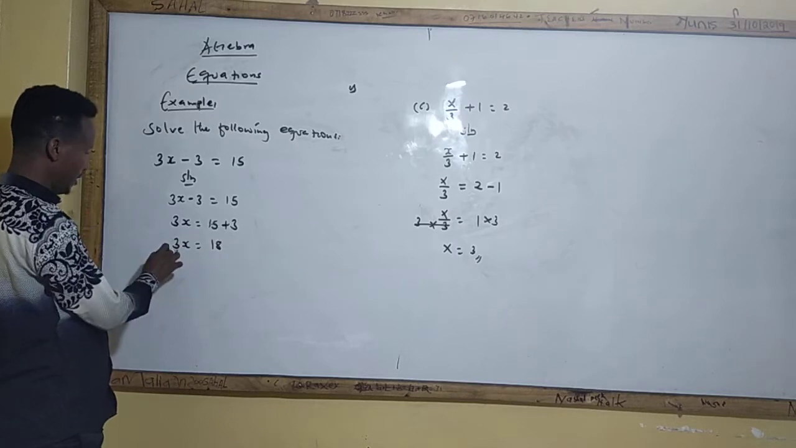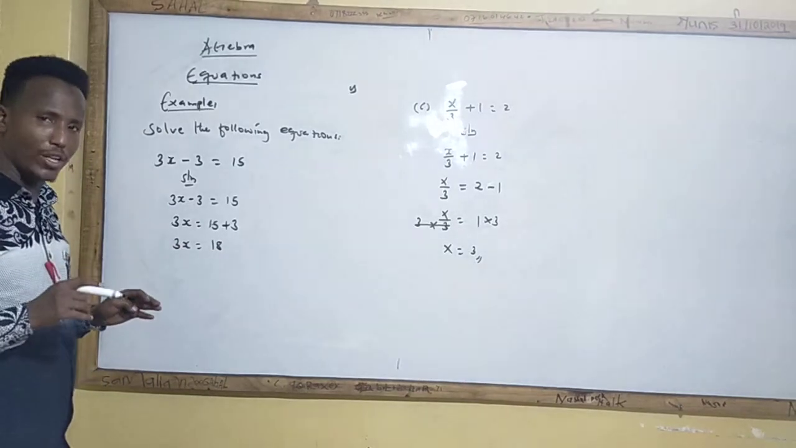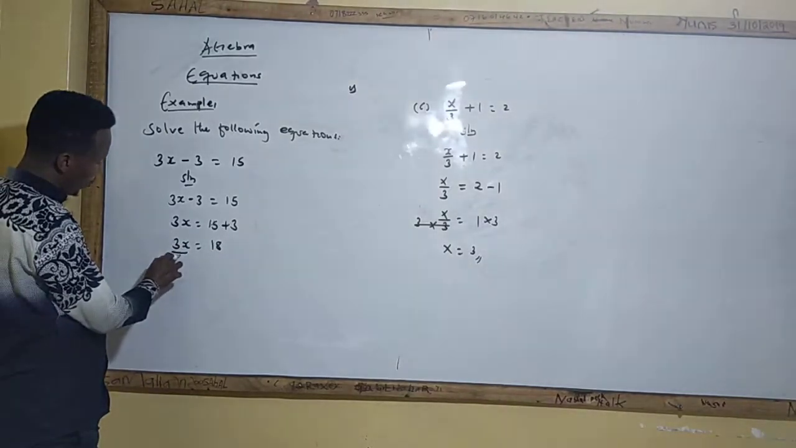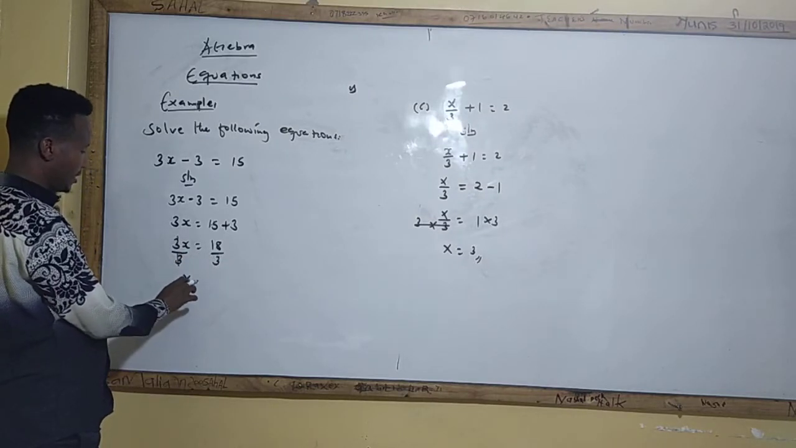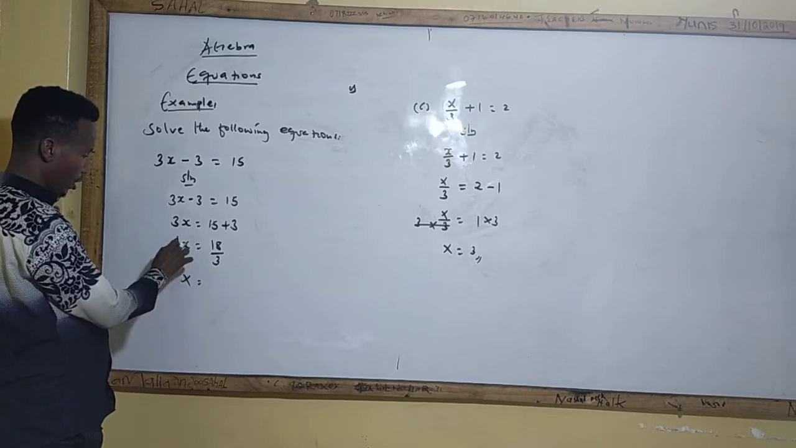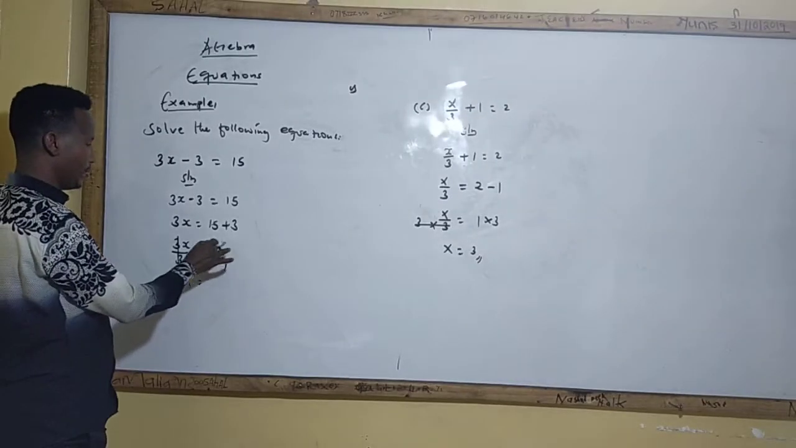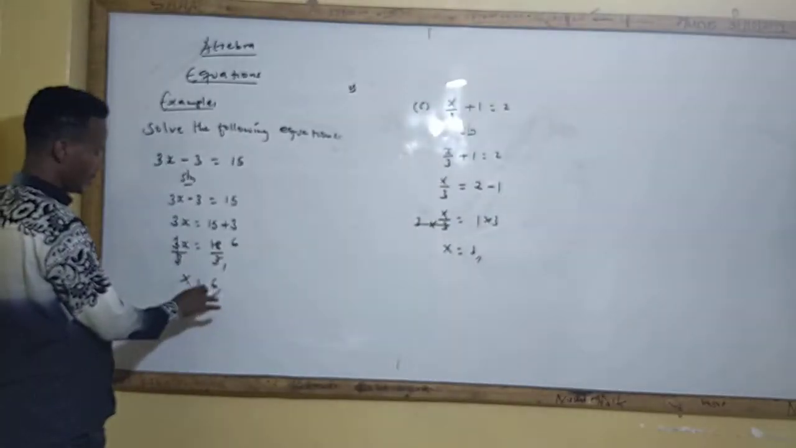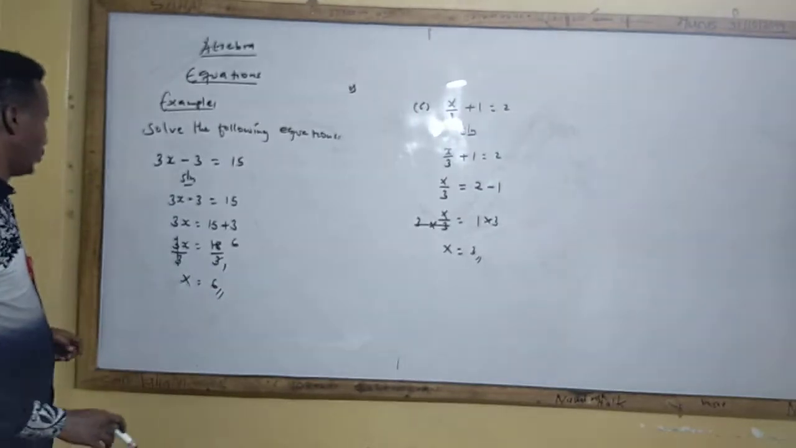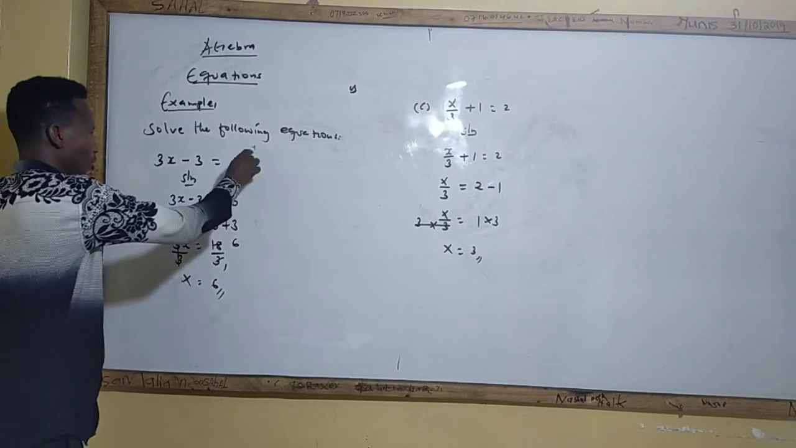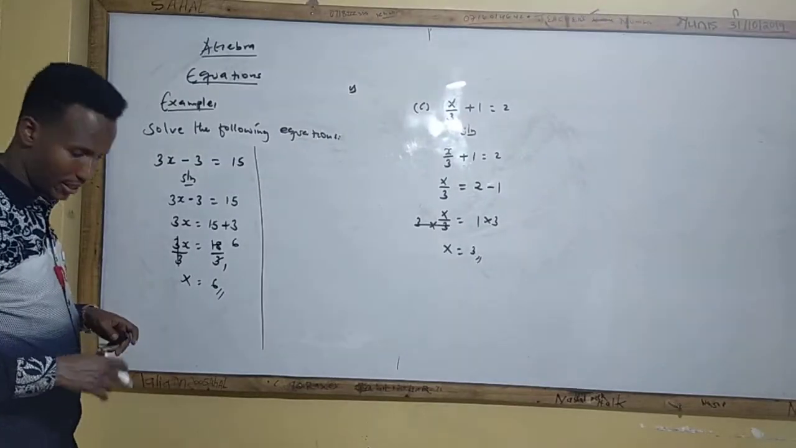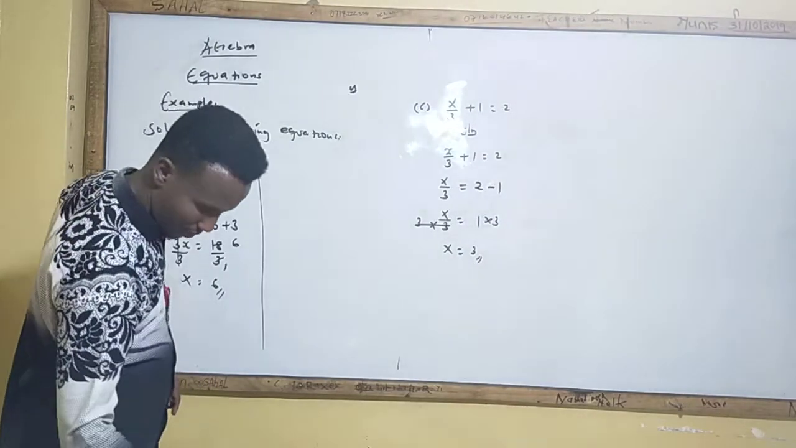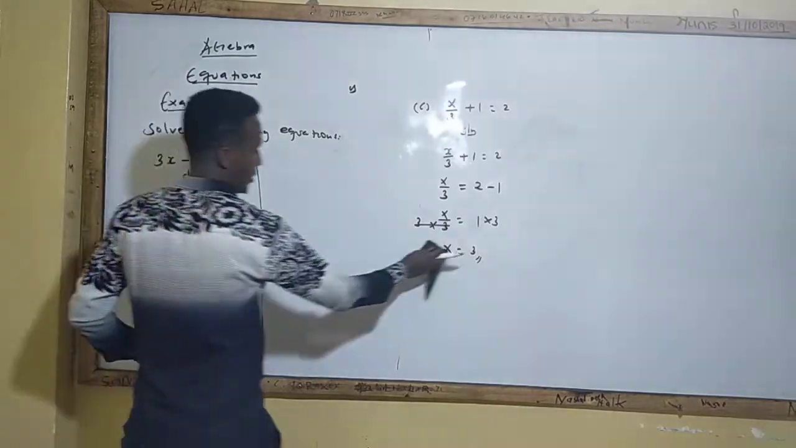15 plus 3, yeah. We need to get the value of x, don't forget that. Then we'll divide by what's attached to x, the coefficient of x. Cancel this. x is equal to 18 by 3, which is 6. So this is the x value for your information. That is how you're going to solve such kind of question in case you encounter it in any examination. Just understand, okay? Let's go ahead.